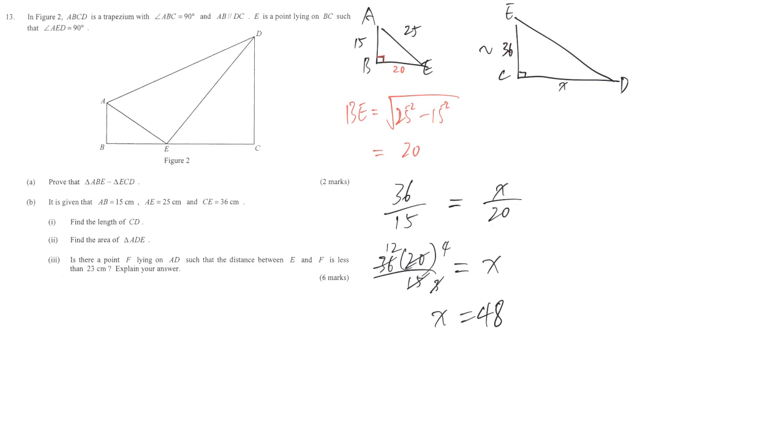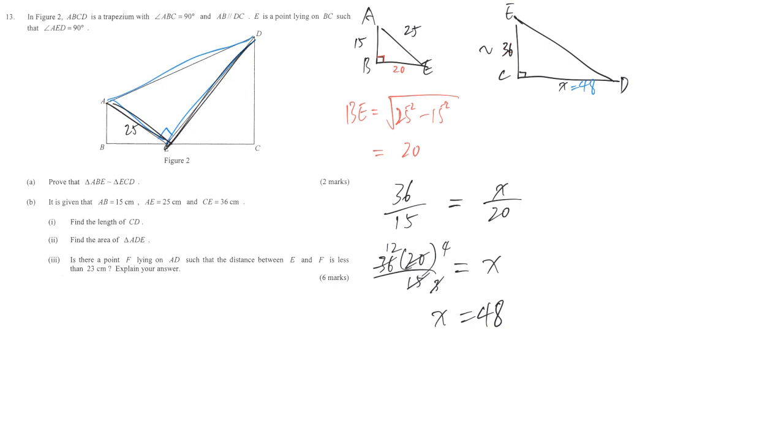So after that, we are going to find the area of ADE. Area of ADE, okay, this area. Don't forget that they tell us this is a right angle. So we want to know the base and the height, then we can find the area of this triangle. You already know AE, which is 25. We also want to know what is ED.